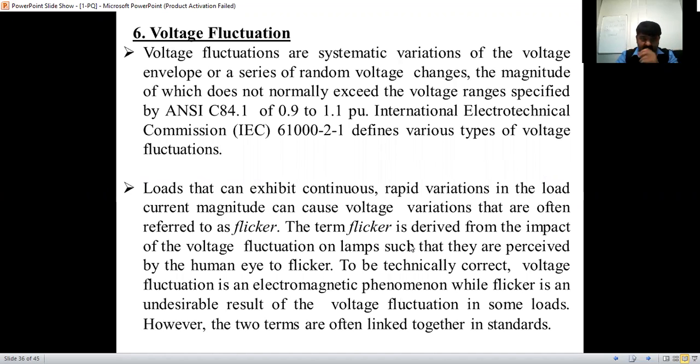As we have already started about voltage fluctuations because of heavy load adding and removing. Voltage fluctuations occur, and according to the American National Standards Institute C84.1, the voltage should be between 0.9 to 1.1 per unit. If the fluctuation stays within that, it is acceptable and there is no problem at all. But if it is less than 0.9 or more than 1.1, that creates problems.